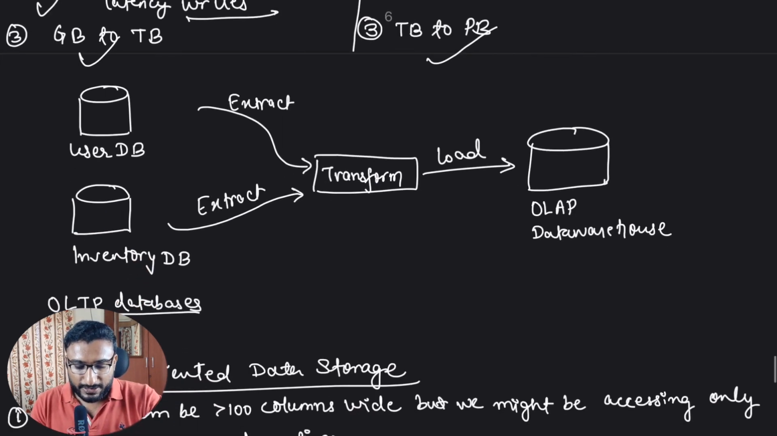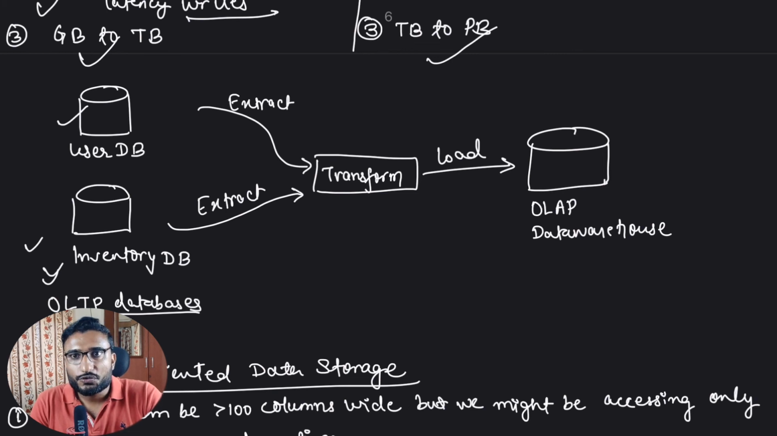So if we compare, let's say these are your two databases where you are keeping a user DB and an inventory DB for your system. You run an e-commerce website where you maintain the users, what all users you have, their interests and all those things in the user DB, and then we have the inventory DB where you keep all the inventory. Okay.